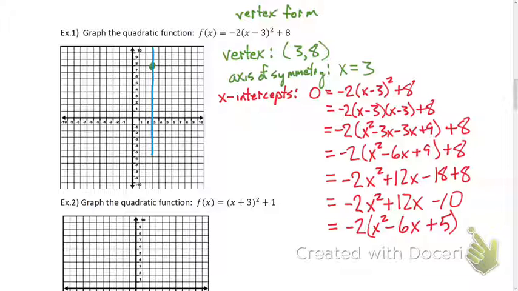All right, almost done. I need 2 numbers that multiply to 5, but add up to negative 6. And that is negative 5 and negative 1. So we know we have x-intercepts at 5 and 1. Make a dot there and there. And now we have our parabola.